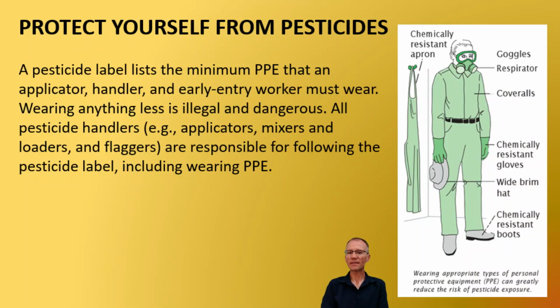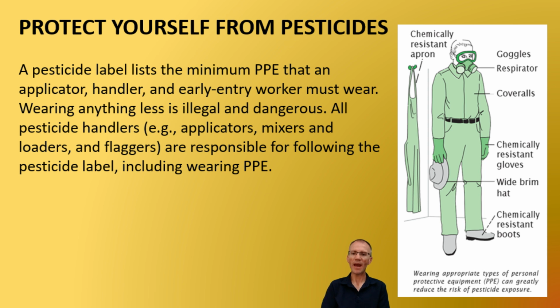Protect yourself from pesticides. A pesticide label lists the minimum PPE that an applicator, handler, and early entry worker must wear. Wearing anything less is illegal and dangerous. All pesticide handlers, e.g. applicators, mixers, and loaders and flaggers, are responsible for following the pesticide label, including wearing PPE. Just remember, a pesticide label lists the minimum PPE that an applicator, handler, and early entry worker must wear. This is the minimum. It doesn't say that you can't wear more. If you feel like you need more, go ahead and wear more.